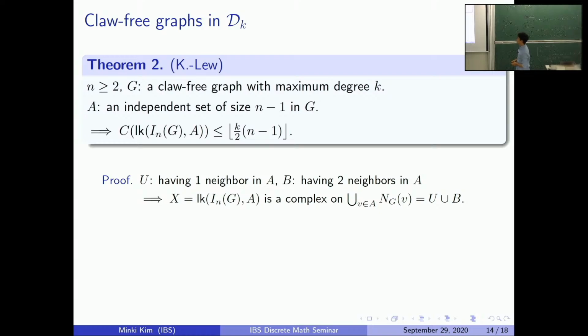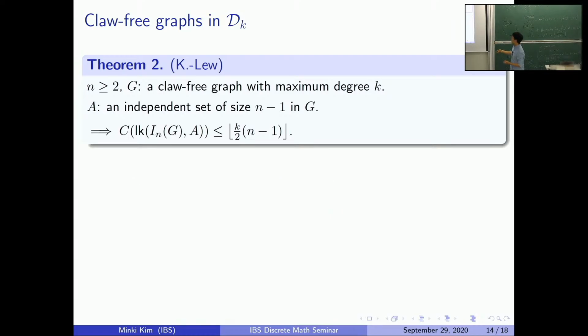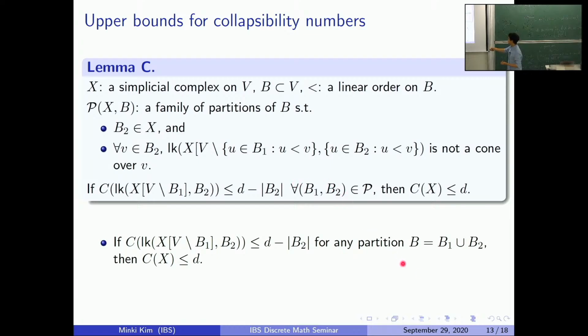So first, because we are looking at the link of an independent set of size n minus 1, every vertex in the link should be adjacent to some vertex of A. And because we are looking at claw-free graphs, we can partition these vertices in the link into two parts, one having one neighbor in A and the other having two neighbors in A.